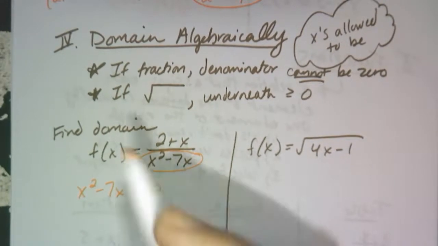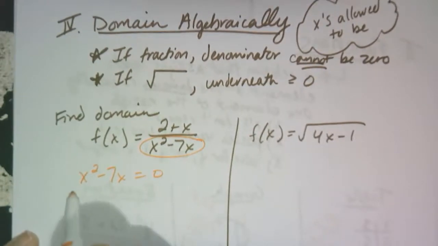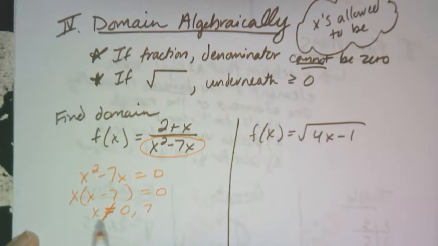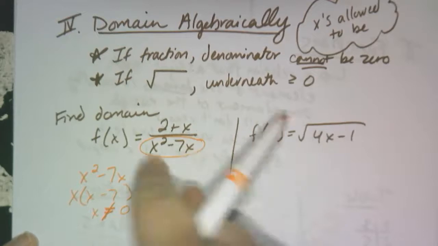Here's why. Factor this out for me. What do you get? I'll tell you, x times x minus 7. So what are your 2 values for x then? 0 and 7. Okay, that is what x cannot be. Look at what I just drew. X cannot be 0 and it cannot be 7. It could be anything else it wants to be, but it can't be 0 or 7, because if it was 0, it would make the denominator 0. If it was 7, it would make the denominator 0.